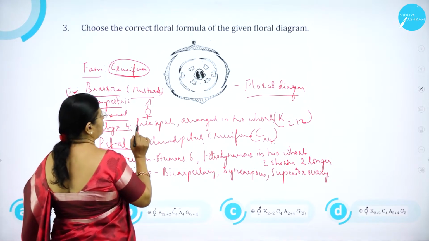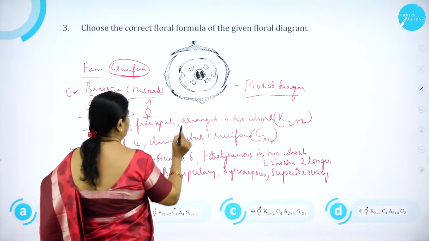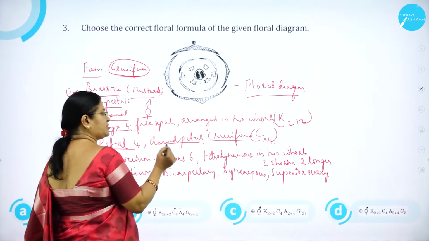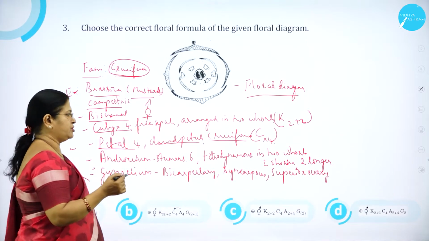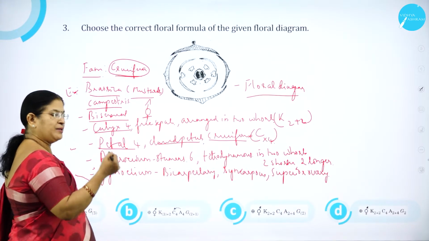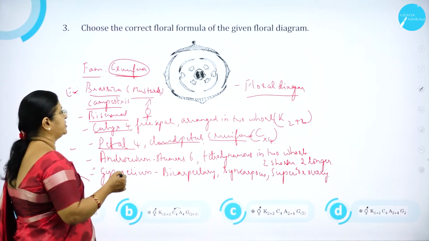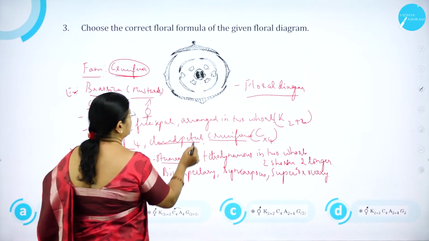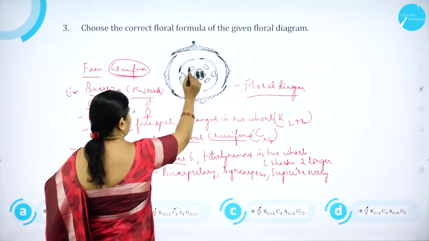Then petals are 4, 1, 2, 3, 4. They are in the form of cruciform. So you can also write it as CX4, C4. But polypetalous, they are not fused. They are free. Then androecium, stamens 6, 1, 2, 3, 4, 5, 6.